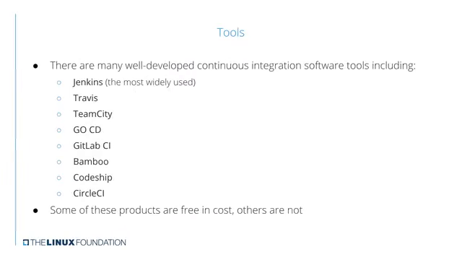There are many tools that are used for continuous integration, complete suites of software that help the whole process. Jenkins is the most widely used, and we give a list here of some of the other main ones such as Travis, TeamCity, GitLab CI, Bamboo, etc. Some of these are free, others are not.